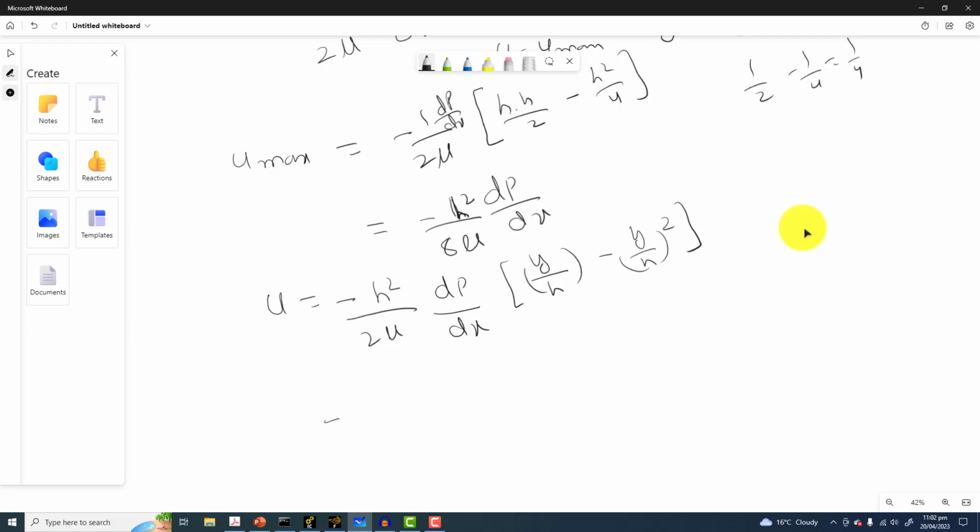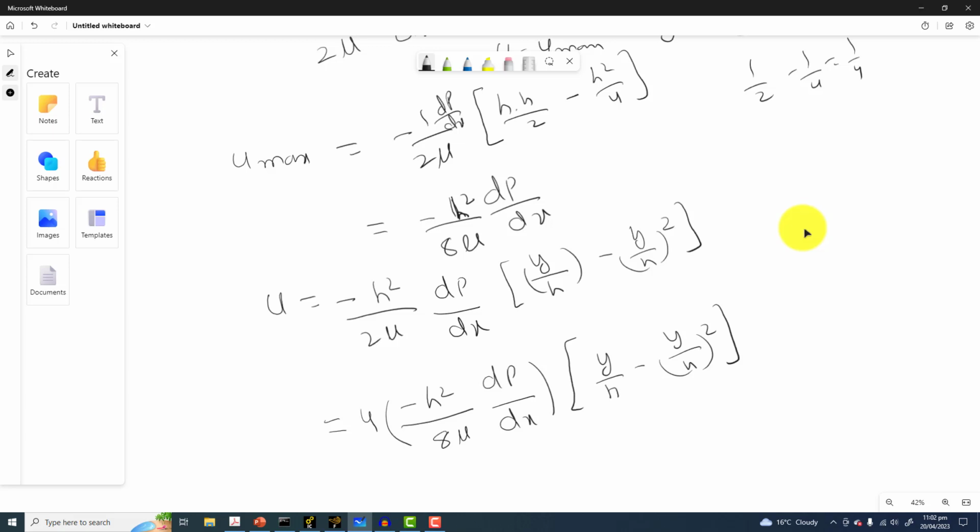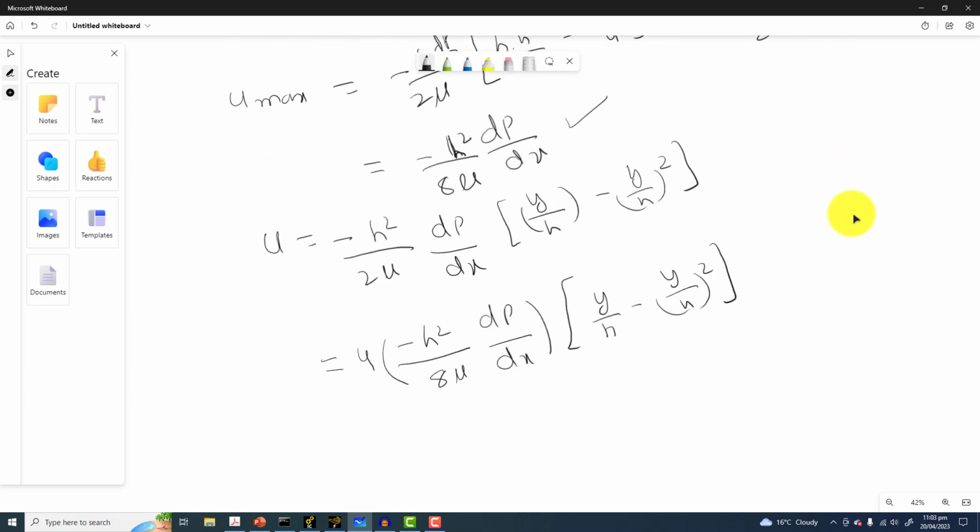Because you know that u maximum is minus h square upon 8 mu, so I have to put here minus h square upon 8. So I have to multiply with 4. Okay, so dp by dx, and the remaining things are exactly the same. So y upon h minus y upon h whole square. Okay, so this term minus h square upon 8 mu dp by dx is equal to u maximum. So we have the velocity profile u is equal to 4 times u maximum into y upon h minus y upon h whole square.